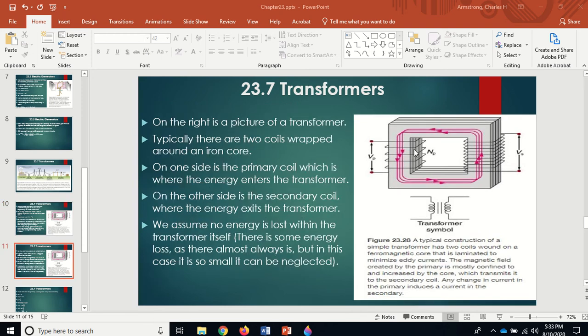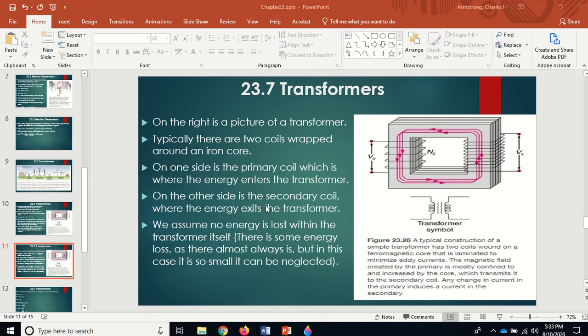Okay, on the right side of this picture is a picture of a transformer. They're maybe a little bit more complex, but this is the simple basic idea behind them. Typically there are two coils wrapped around an iron core. So here's one side. This is actually a P there, that stands for primary. This is where we can imagine the energy's coming in. And then here is the output. This is the secondary over here.